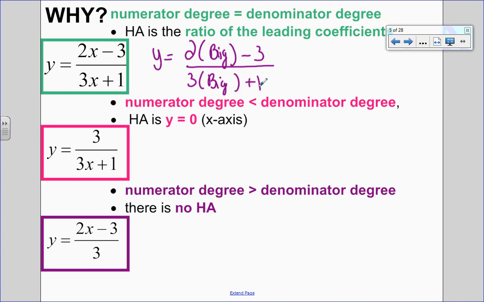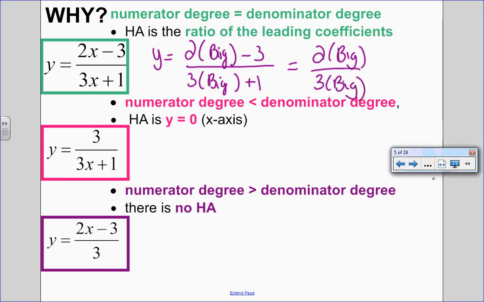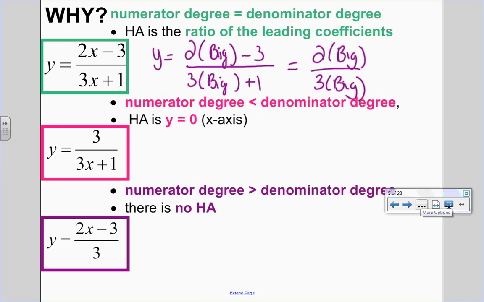number, add 1. So if I have a really big number and I subtract 3, it's really not going to affect it. If I have a really big number and I add 1, it's not going to affect it. So this is really the same as 2 times a really big number over 3 times a really big number. And you can see, looking at these, the ratio is just going to be 2 over 3. 2 times a big number over 3 times a big number just ends up being 2/3, which is the ratio of the leading coefficients.